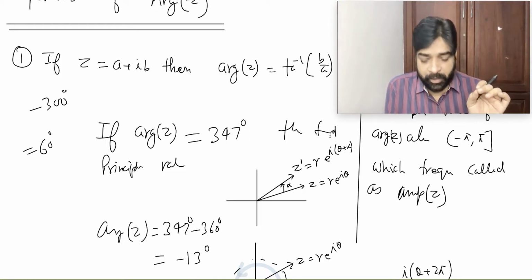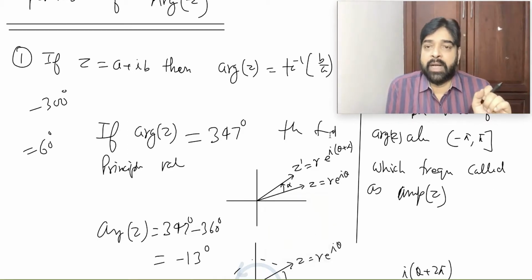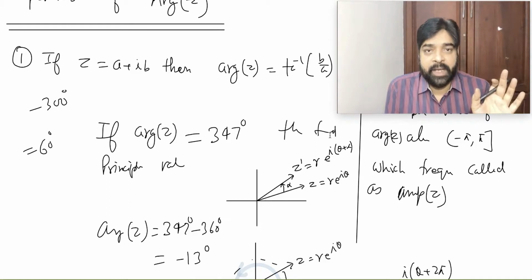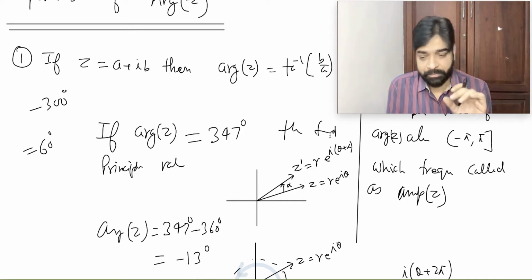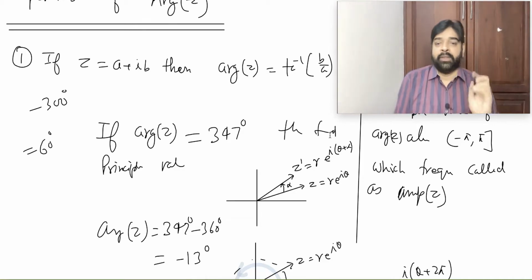And remember, when we say argument of a complex number, by default you have to say the principal value. It's not that you get a 700 degree answer and write 700 degrees. You should write the answer as the principal value as much as possible.